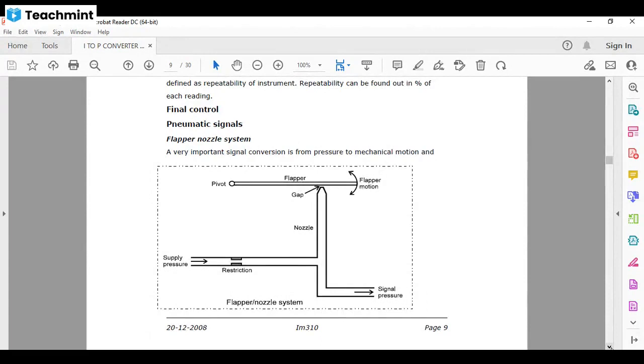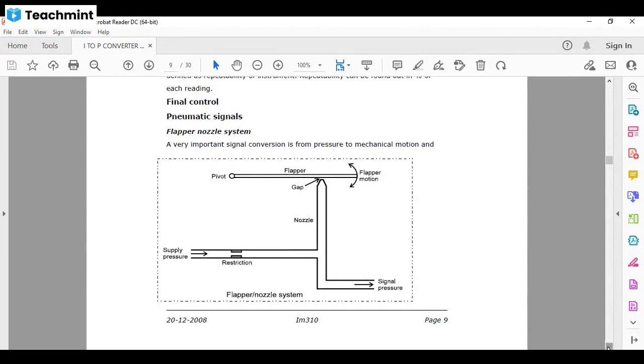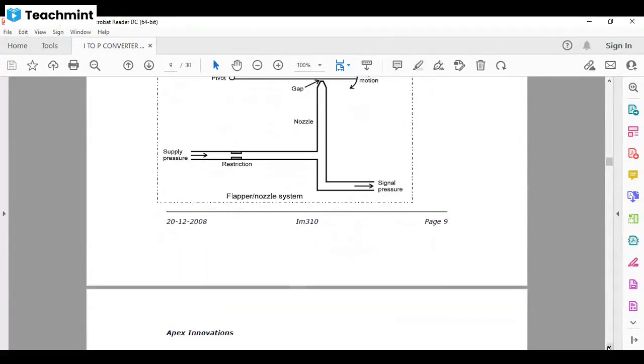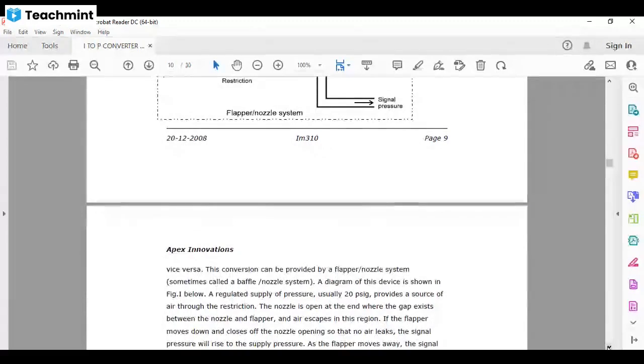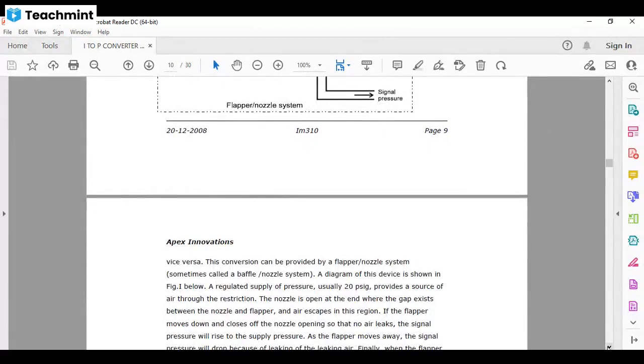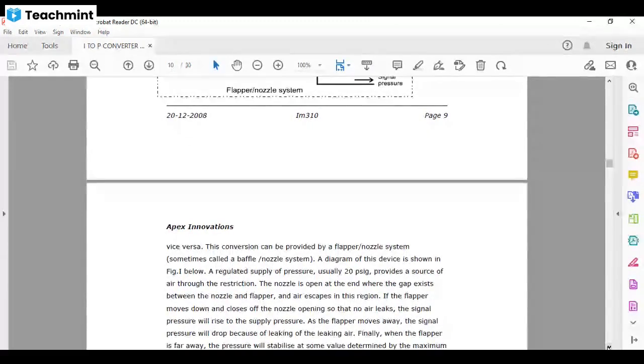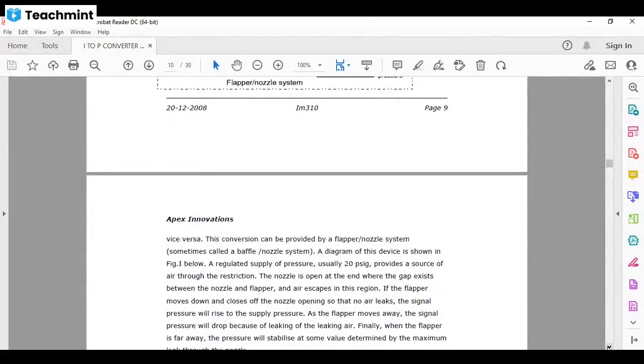Most of the signal conversion is from pressure to mechanical motion, and mechanical motion to pressure is vice versa. In this figure, this conversion can be provided by the flapper and nozzle system, and a diagram of this device is shown in the figure below. A regulated supply of pressure, usually 20 psig, is provided to the source of air through the restriction path, and the nozzle is open at the end where the gap exists.